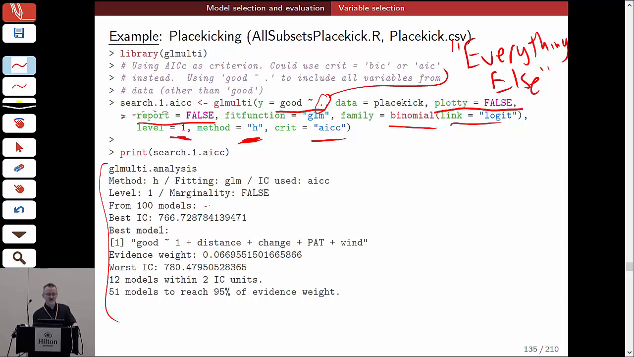The best information criterion found was 766. The best model had distance, change, PAT, and wind in it. And then there's this thing called evidence weight, and the worst AIC in the top 100 models was 780. There were 12 models within 2 AIC units, whatever that means. We'll get to that in a bit. 51 models reached 95% of the evidence weight. We'll get to that in a little bit too. But the main thing is it's picked out our best model for us. It's distance, change, PAT, and wind.